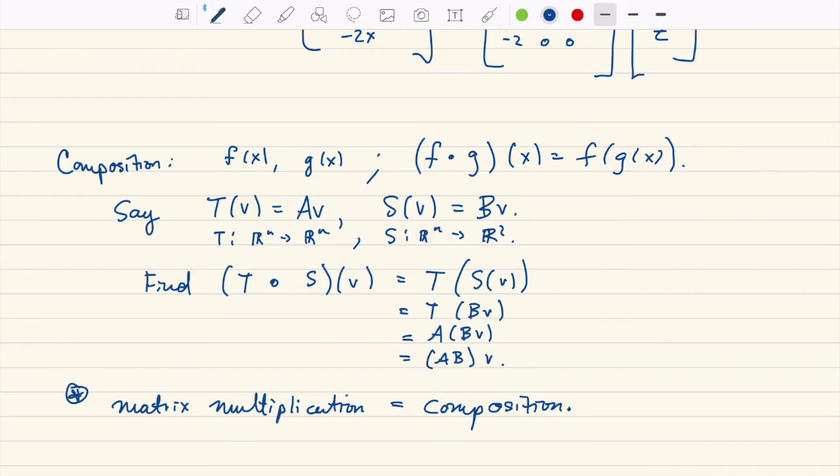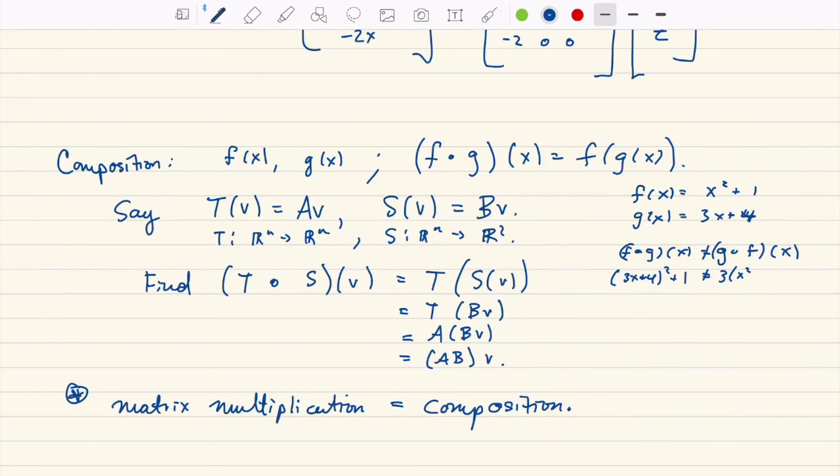And I should point out that in general, if you were to have, say, f of x is x squared plus 1, and g of x is 3x plus 4, I want you to notice that f composed with g and g composed with f are not the same thing. F of g of x is (3x plus 4) squared plus 1. And g of f is going to be 3 times (x squared plus 1) plus 4. And so those are clearly not the same thing. It's pretty easy to see: on the left, there's a linear term; on the right, there's not, for example.